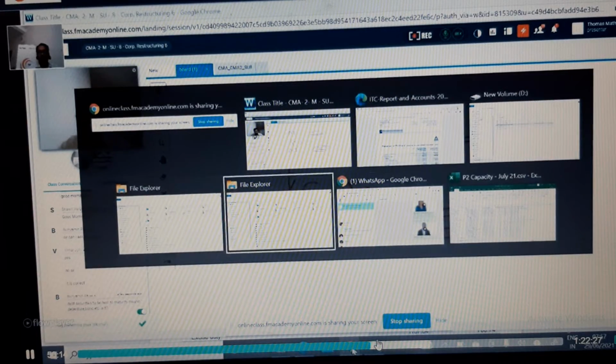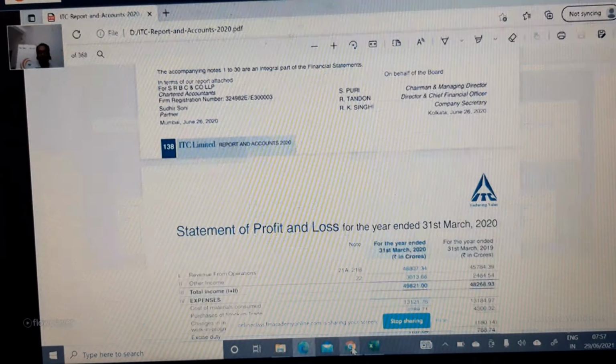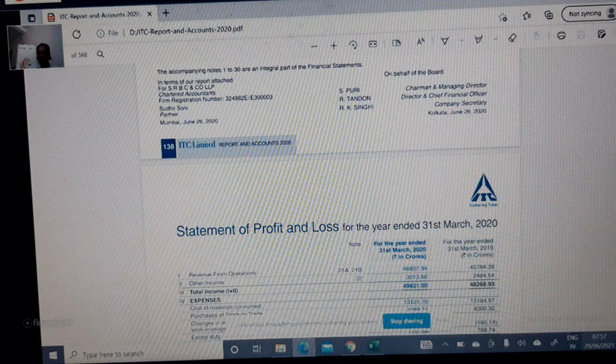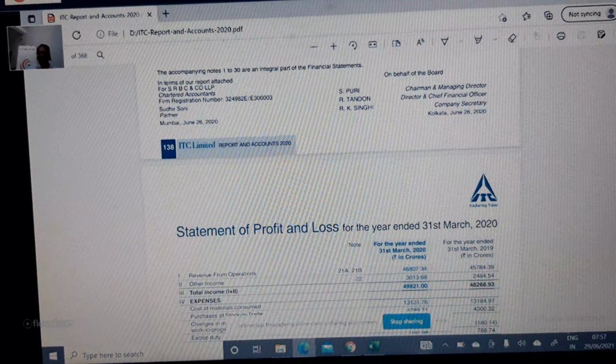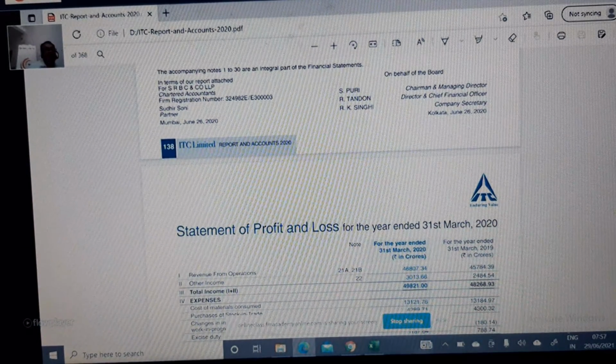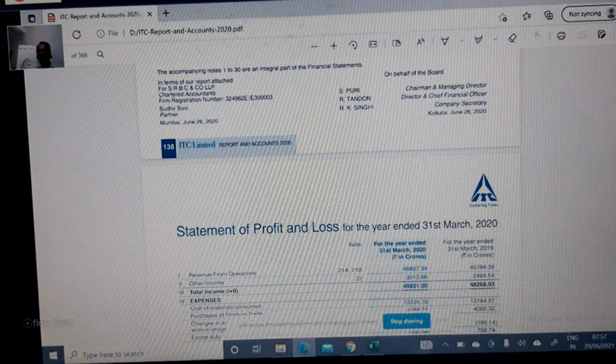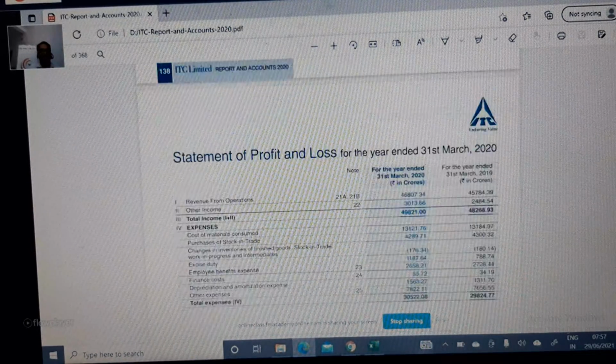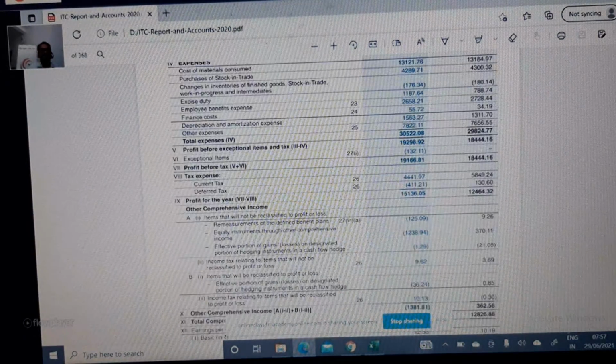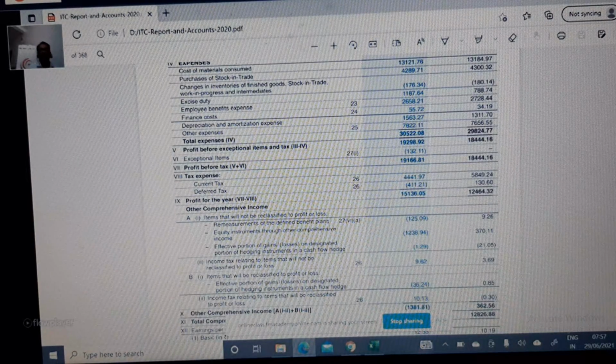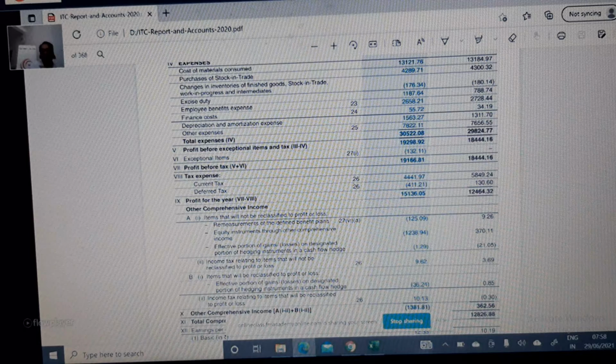Now, this is what it is. A big document, 368-page annual report, a lot of discussion. Look at the P&L. Expenses, everything is given with a lot of details. Profit for the year. Other comprehensive income, can you see this?